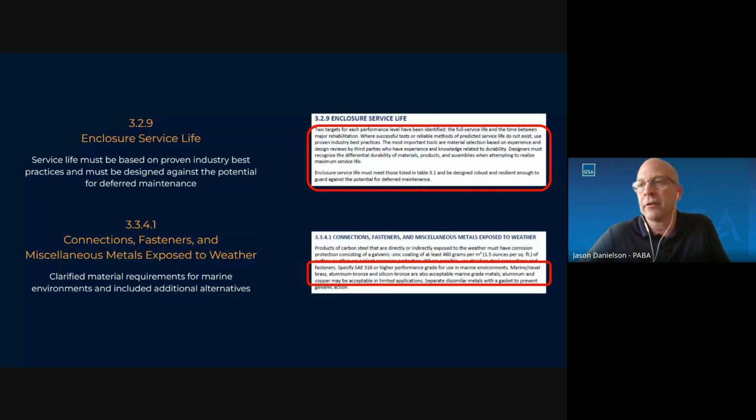3.3.4.1 connections, fasteners, and miscellaneous metals exposed to weather. This is real quick, just a clarified material for marine environments. Before, we had stainless in there, we now call out SAE 316, to get a little more specific on that stainless, as well as a couple of other options, and this is just for marine grade. You could do that in other areas, but it's probably an overinvestment. But potentially using brass, aluminum bronze, or silicone bronze for those materials, as well as aluminum and copper in limited applications.